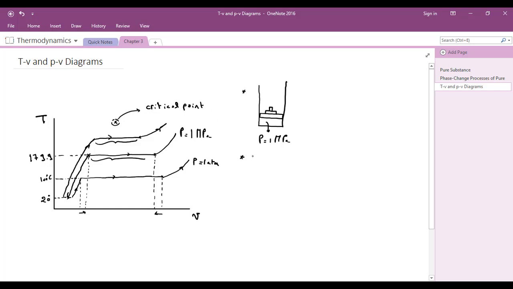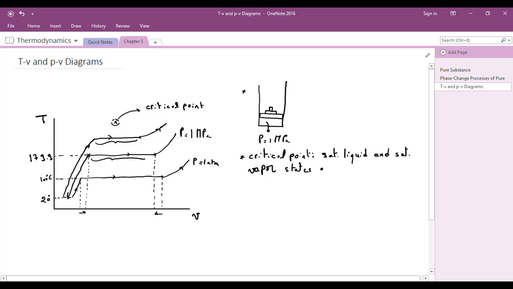So the critical point is defined as a point at which the saturated liquid and saturated vapor states are identical. So at this critical point, there is no phase change. We do not see the phase change from liquid to vapor. Instantly above this point, the liquid will be converted to vapor. So there is no phase change, and we cannot see a mixture of liquid and vapor at this point.